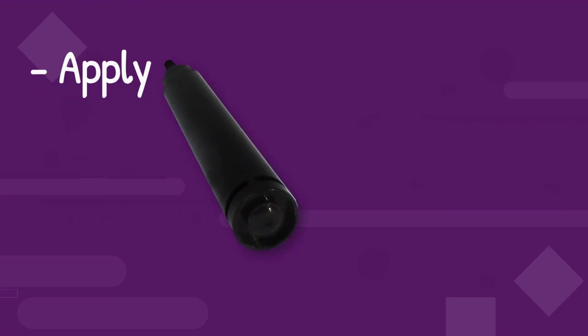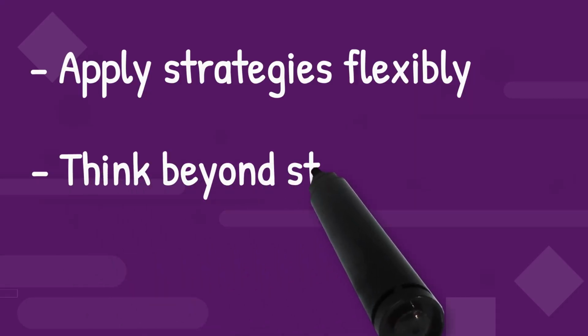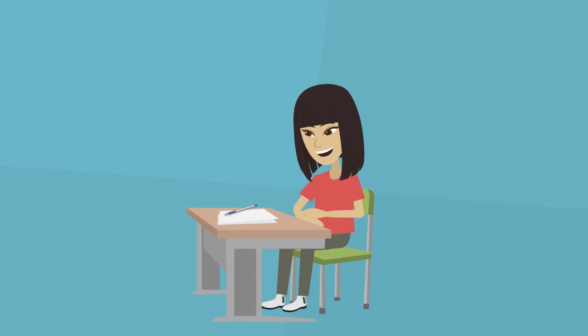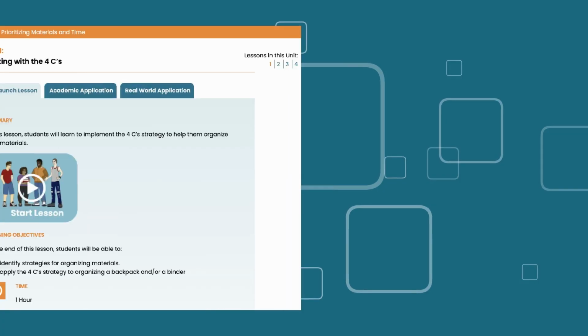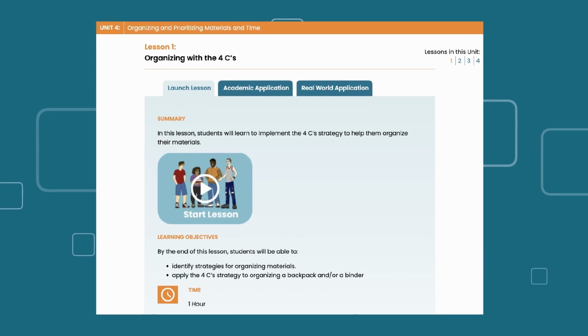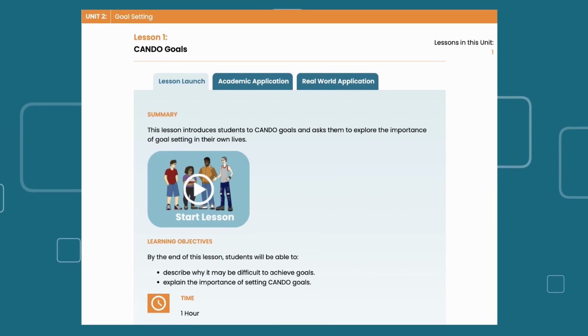As you learn about effective remembering strategies with your students, keep in mind the following principles. Apply strategies flexibly. Different remembering strategies are more appropriate for certain types of information. Encourage students to select the appropriate strategy for the information they're trying to remember. Think beyond studying. Remembering strategies are not only for studying for a test. You can create remembering strategies to help students organize their belongings. See the 4C strategy in Unit 4, Lesson 1. Or develop effective goals. See the Can-Do strategy in Unit 2, Lesson 1.